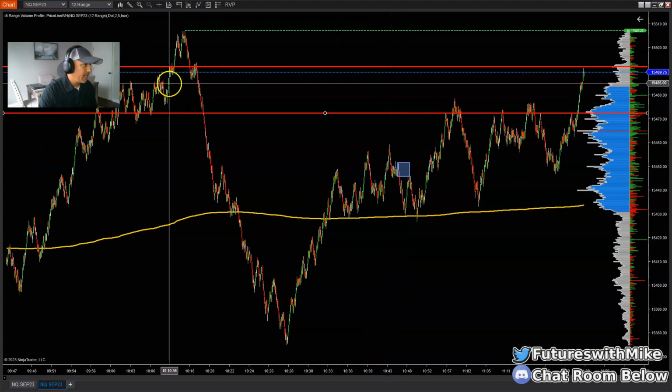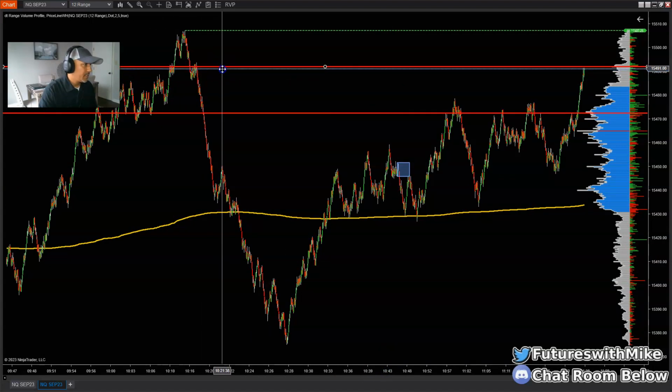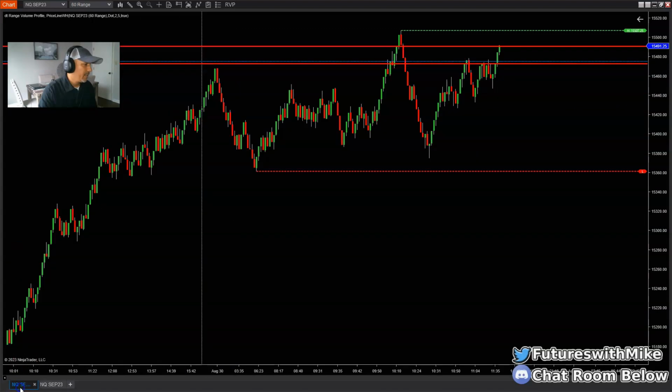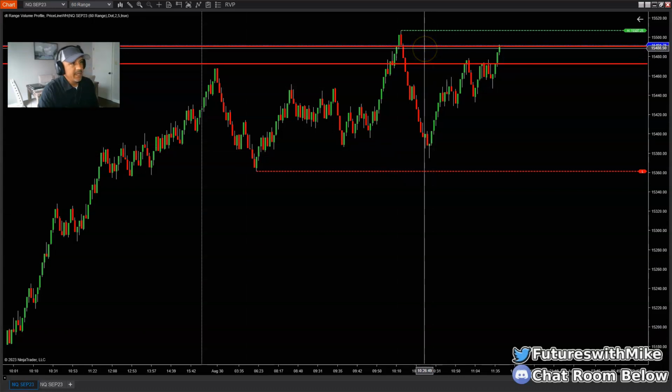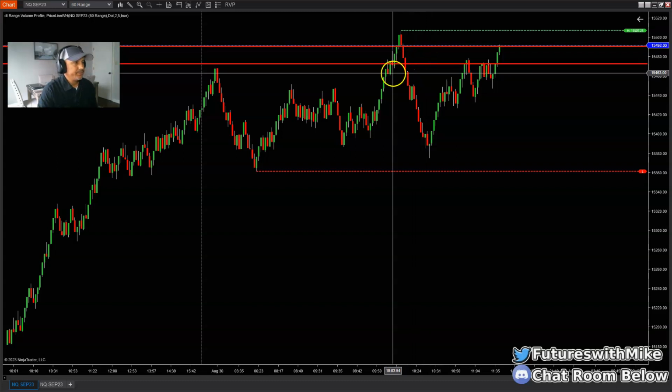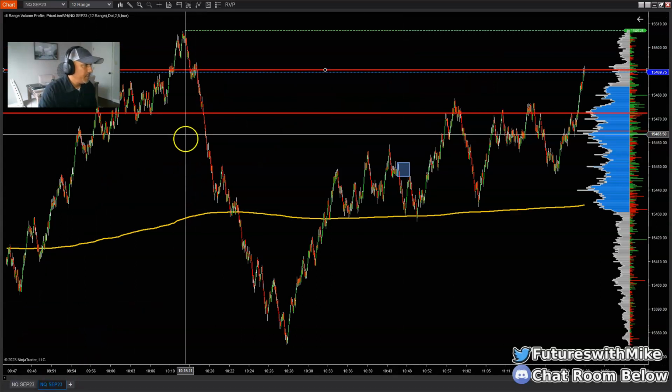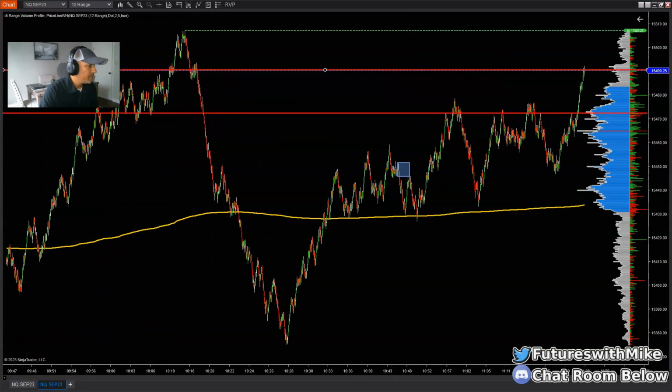This is a supply area off the NASDAQ, or really off the higher time frame on the NASDAQ. You can see it right here. So 40.92, 40.91, somewhere in the area. That's a supply zone right there. And you can see it even here on the lower time frame.